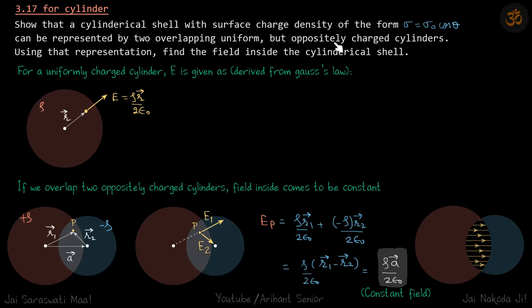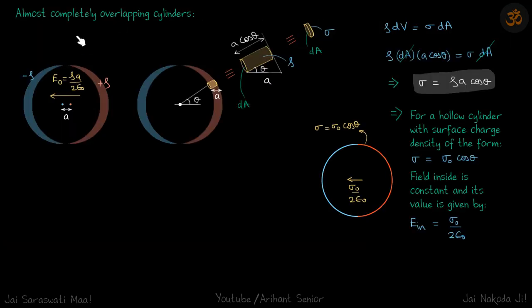Now we'll use this result for the two overlapping and oppositely charged cylinders. Here we have our almost completely overlapping cylinders. What we are going to do here is the same thing we did for the sphere in question number 3.17, but now for the cylinder. Same process. Here the two cylinders are separated by distance A, and the electric field inside, as we already saw, is rho A by 2 epsilon naught.